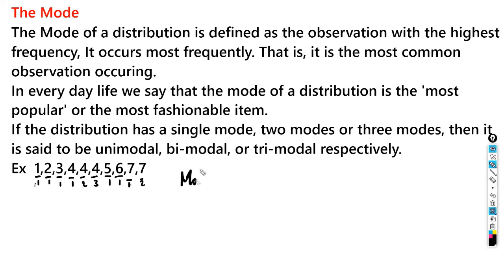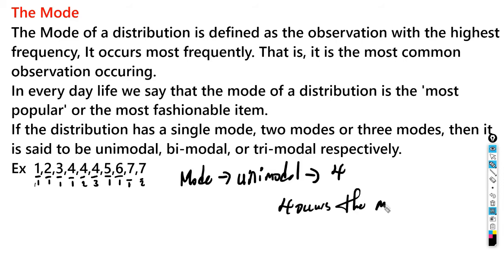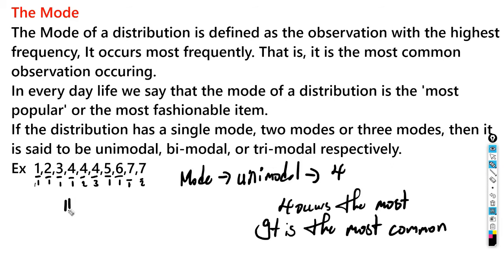So clearly the distribution in this case is unimodal. The reason why it's unimodal is because it has just one mode, and the mode would actually be 4. The reason why it's 4 is because 4 occurs the most. It's simply the most common. So it's really not a difficult thing, the mode. I think this is the easiest one in terms of measures of central tendency.